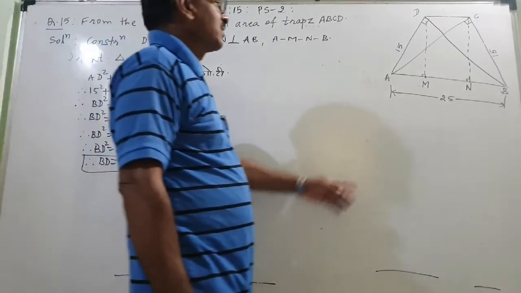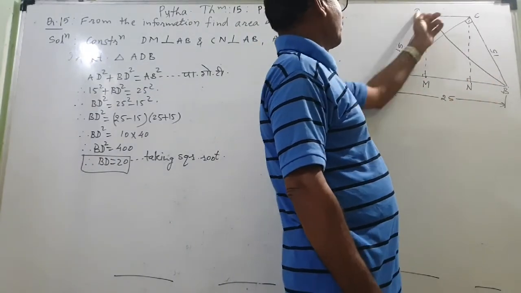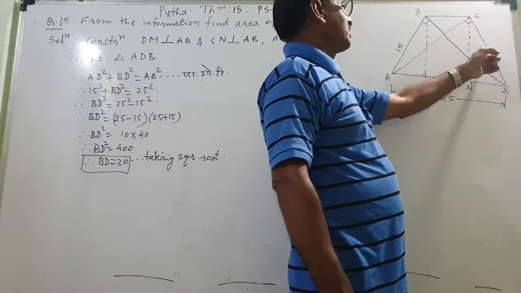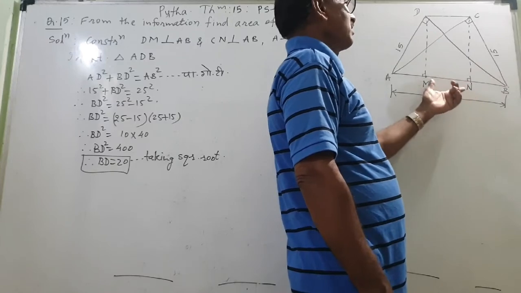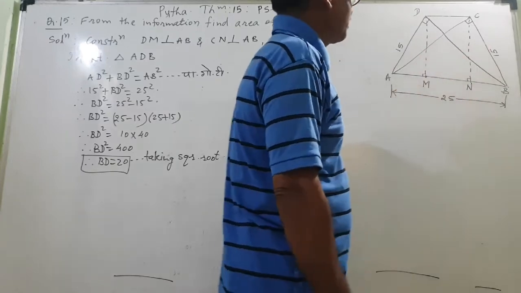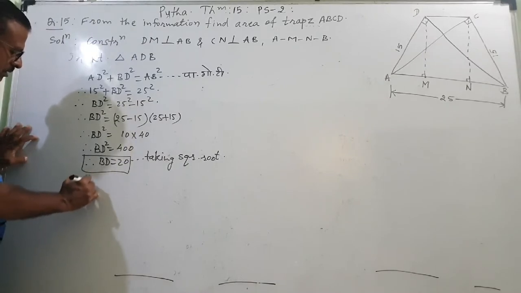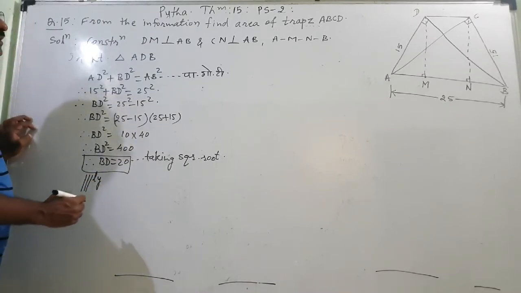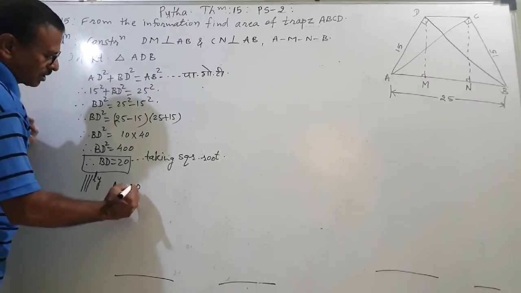Now, these two triangles are the same triangles. This one triangle and this one triangle, because here the base is 15, hypotenuse is 25. Naturally, similarly, AC equal to 20.